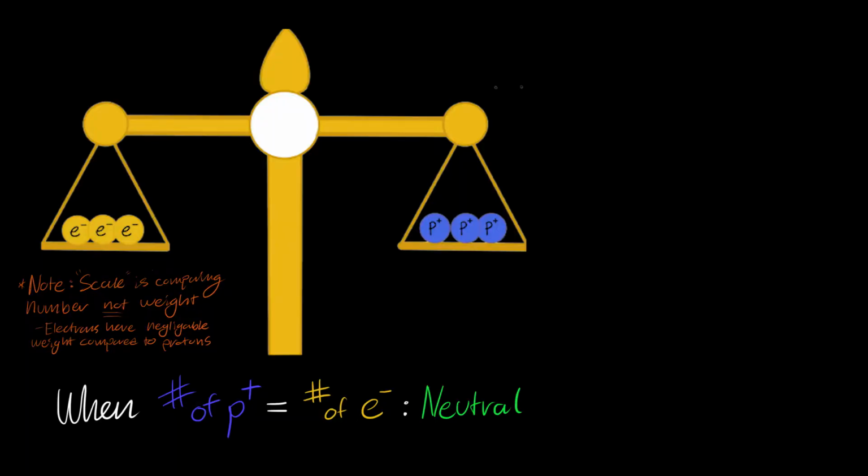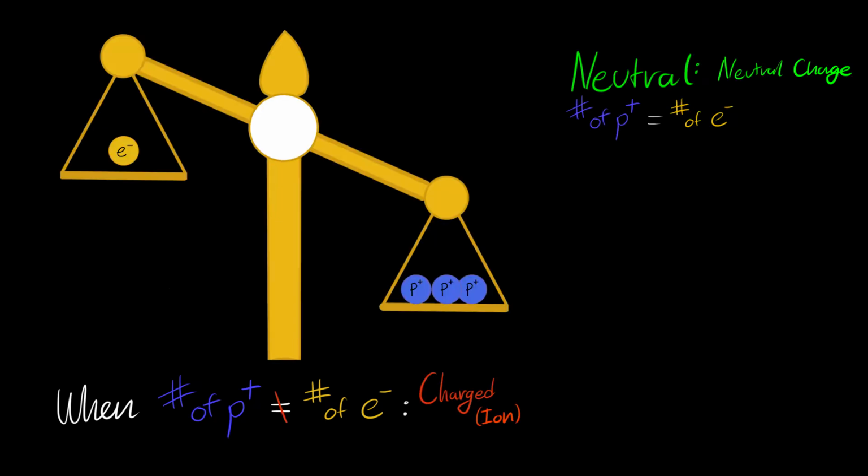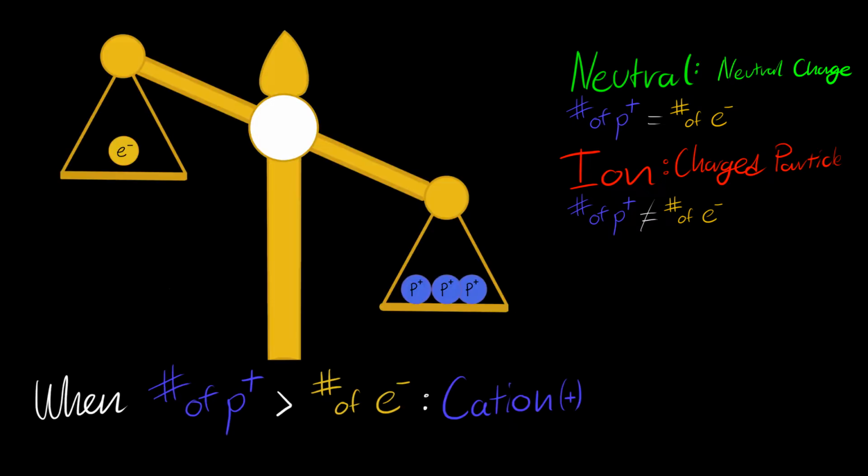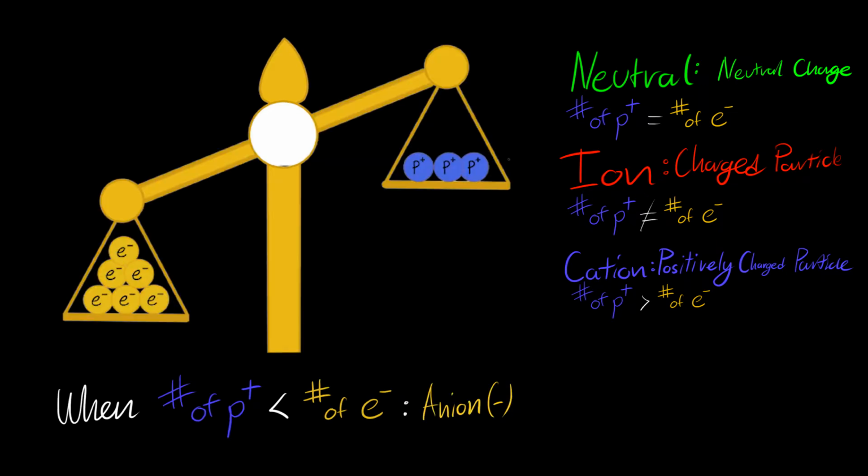Normally, the charges of positive protons and negative electrons balance each other out, resulting in a neutrally charged atom. However, when there is an imbalance in the number of protons and electrons, the atom becomes charged. A charged atom is known as an ion. When there are more protons than electrons, the atom becomes a positively charged ion, a cation. When there are more electrons than protons, the atom becomes a negatively charged ion, an anion.